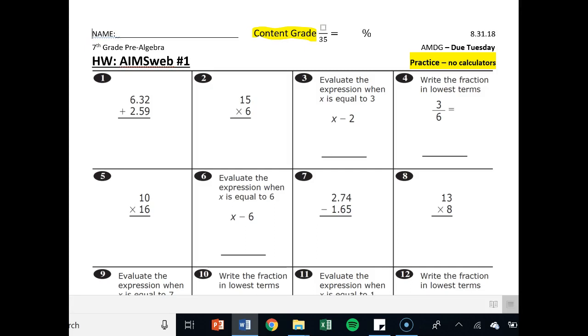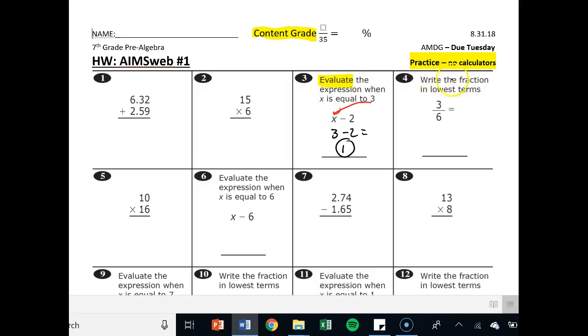So on the front side, problem like number 3, there's like 4 of these on here. When it says evaluate the expression when x is equal to 3, evaluate means solve, and when x is equal to 3, you plug in. So it becomes 3 minus 2 equals your answer of 1, right?